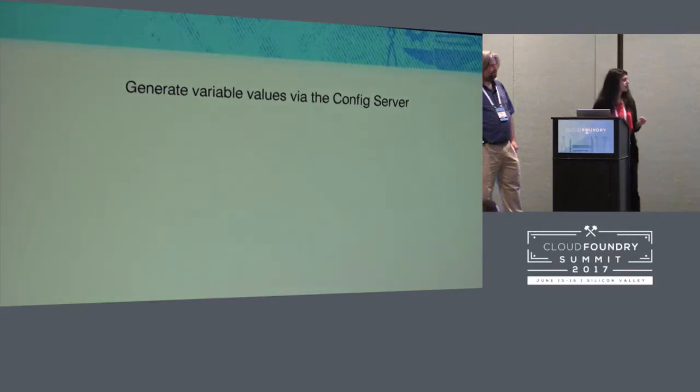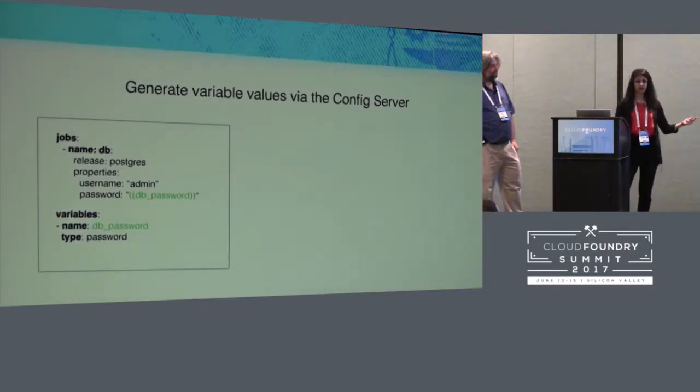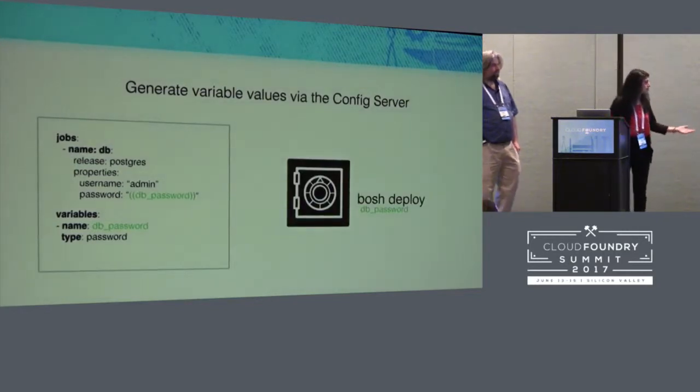In the case when you're generating variables via the config server, you're going to have a variables block where you define the name and the type, and then you reference it in your deployment. And on BOSH deploy, it will generate that value and substitute it in.